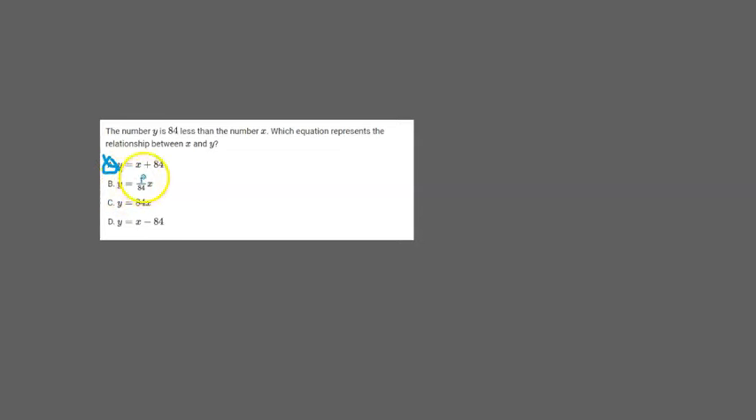Y equals 1 over 84 times x. So let's pretend that x is 84, and then we have y is equal to 1 over 84 times 84, which is just 1. So y is 1 and x is 84. Does this fit what we need it to?